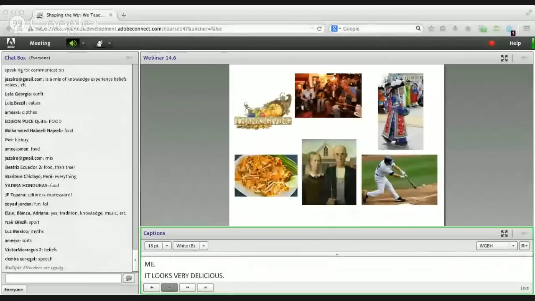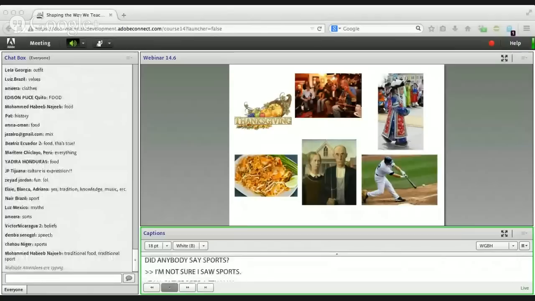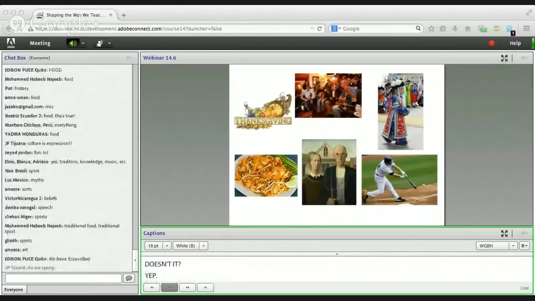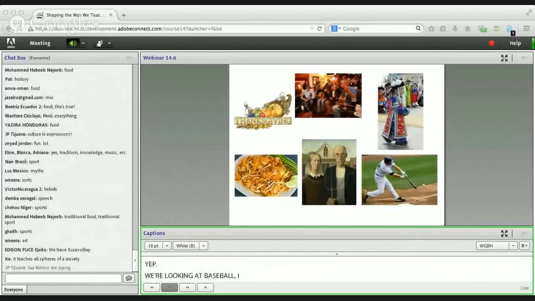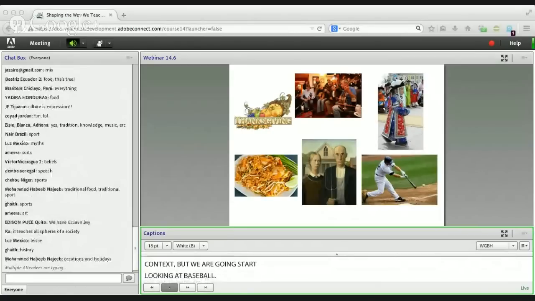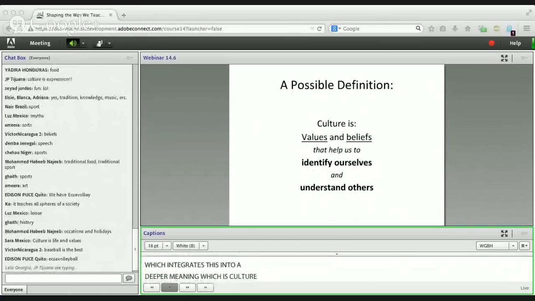Yeah, but sports actually happens to be our topic. It does, doesn't it? We're looking at baseball, in a larger cultural context, but we are going to start looking at baseball. So these are traditional views of what culture is, but we have a possible different definition, which integrates this into a deeper meaning, which is: culture is values and beliefs that help us to identify ourselves and understand others.